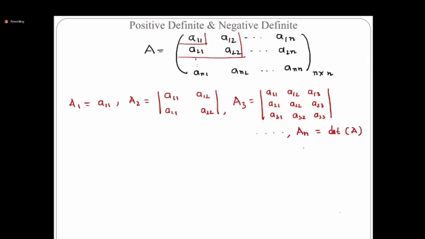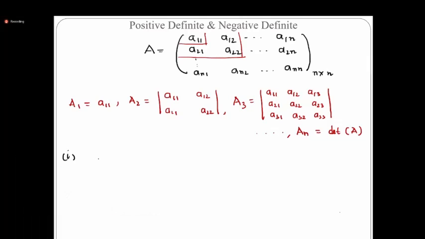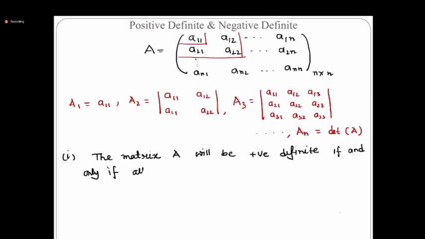Now, when will it be called positive definite? What you have seen: the matrix A will be positive definite if and only if all the values A1, A2, up to An are positive. A greater than 0, AB minus H square greater than 0. Yes, all are positive.